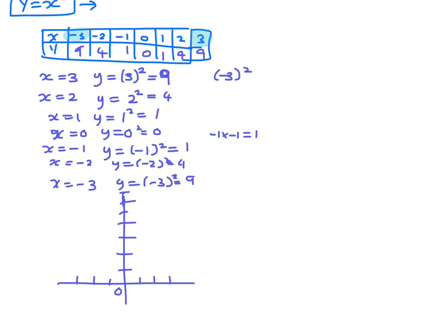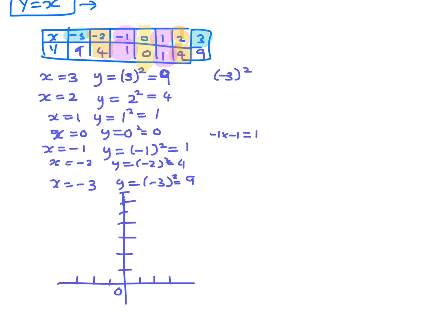Now, I do want you to notice that if you've got 2 on one side, you'll have 2 on the other. 2 goes to 4, -2 goes to 4. So you notice that it's the same y value on both sides. If you look at 1, it's 1 and 1 on both sides. You put in 1 or you put in -1, you get the same. In the middle there, you have the 0. So it actually has symmetry.